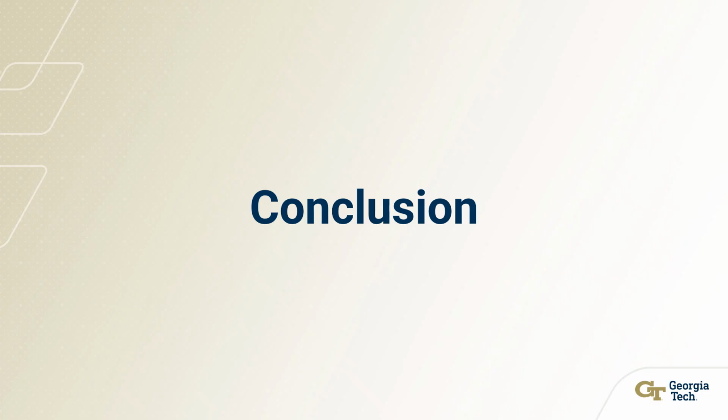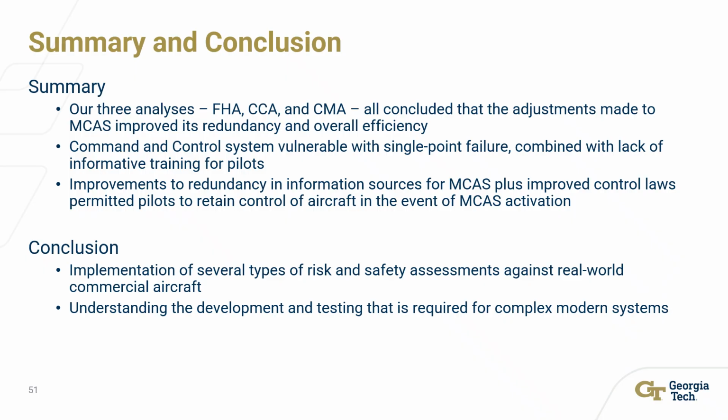We have performed a number of analyses for the 737 MAX 8 over the course of this project through our preliminary vehicle and system safety analyses. Our three analyses concluded the adjustments made to the 737 MAX MCAS following the two accidents significantly improved its redundancy and overall efficiency. The command and control system had been extremely vulnerable with a single point failure, combined with a lack of informative training for flight crew on how to respond. With improvements to the number of redundant information sources for MCAS and improved control laws, pilots would be able to retain control of the vehicle in the event of an unintentional MCAS activation.